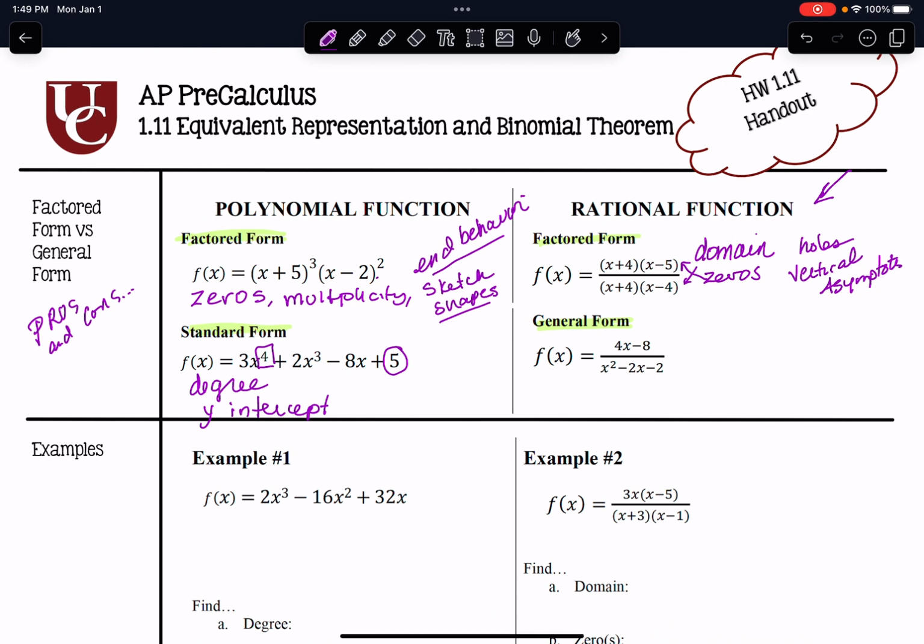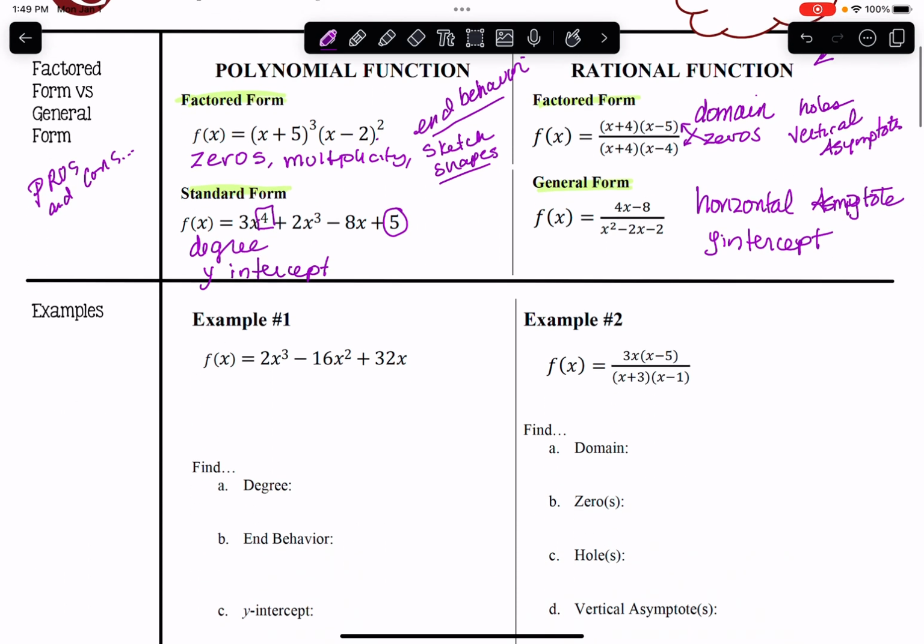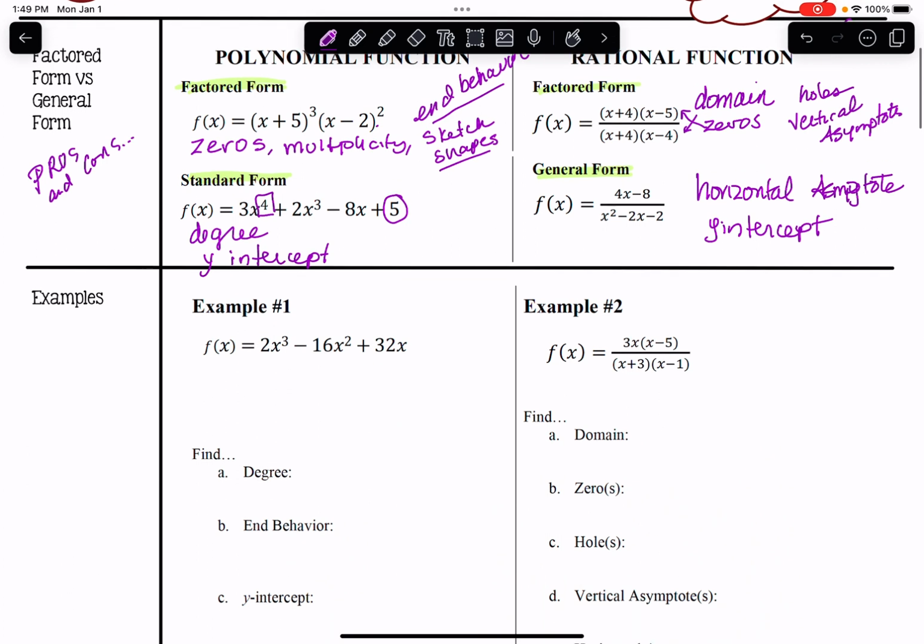So a lot in factored form for rational functions. And then general form, you can easily see the horizontal asymptotes, if there are any, and the y-intercept again. Okay, so that was just a very, very brief overview of the pros and cons of the two forms of each of those functions.